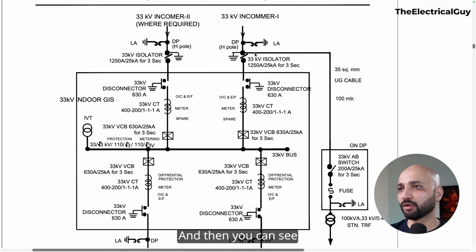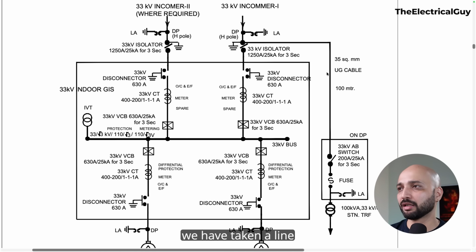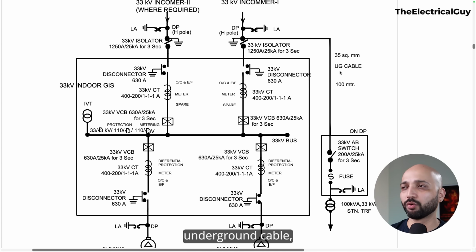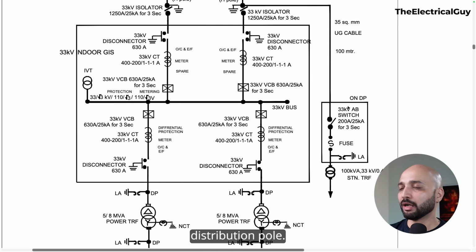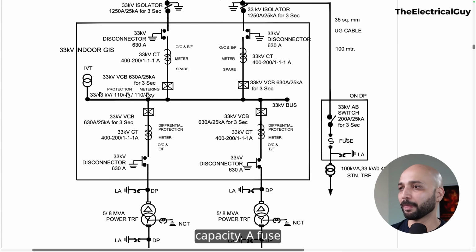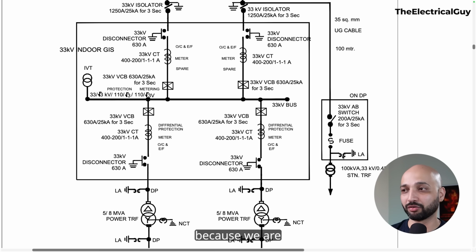Then from there we have taken a line which is a 35 square mm underground cable, and it is given to another distribution pole. On that distribution pole we have a 33 kV air brake switch, which is 200 ampere, 25 kiloampere for 3 seconds, again the short circuit capacity. A fuse is also used. Again, one more lightning arrestor, because we are connecting a transformer, so that must be protected.